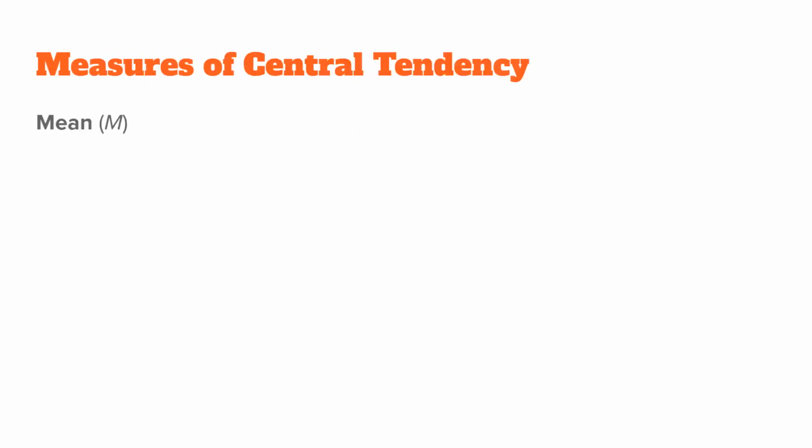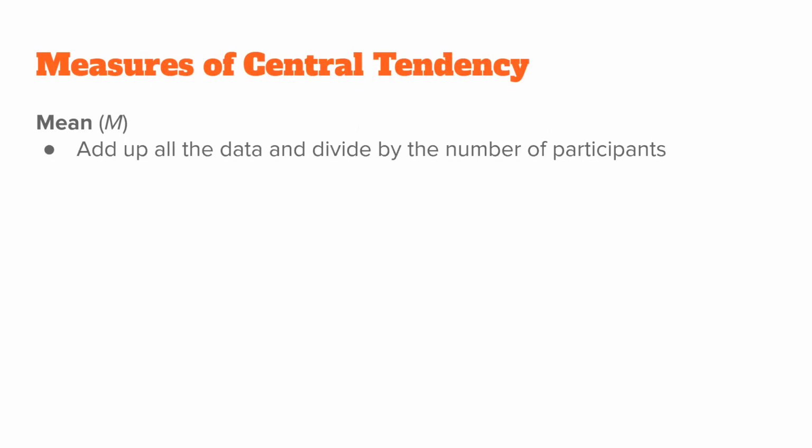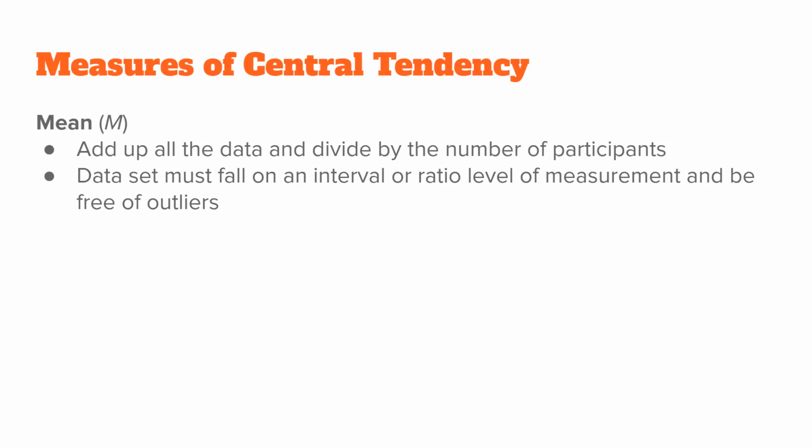So for measures of central tendency, the mean is symbolized by capital italicized M or X bar. Unfortunately, with Google Slides, it wasn't allowing me to get an X bar in here. And this is when we add up all the data provided by our participants and then divide that sum by the number of participants or sample size. In order to calculate the mean, your data set must fall in an interval or ratio level of measurement and be free of outliers. So in other words, your data must be on a scale.